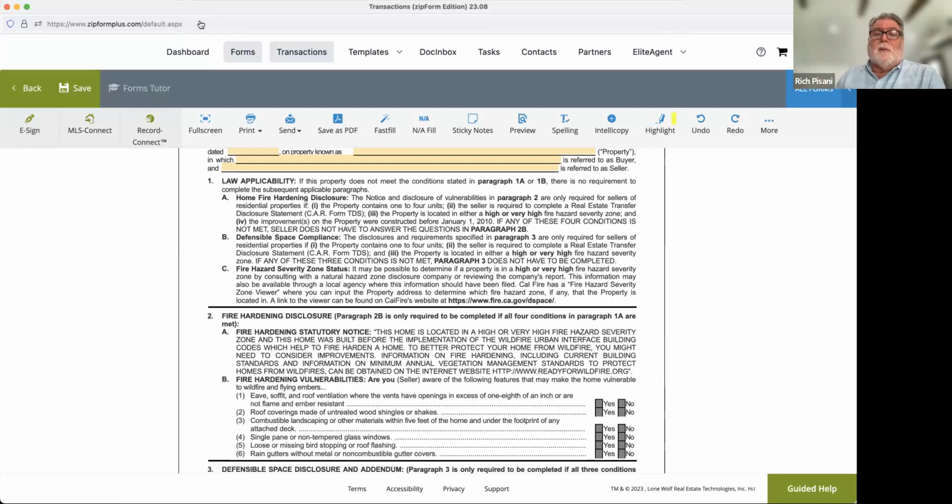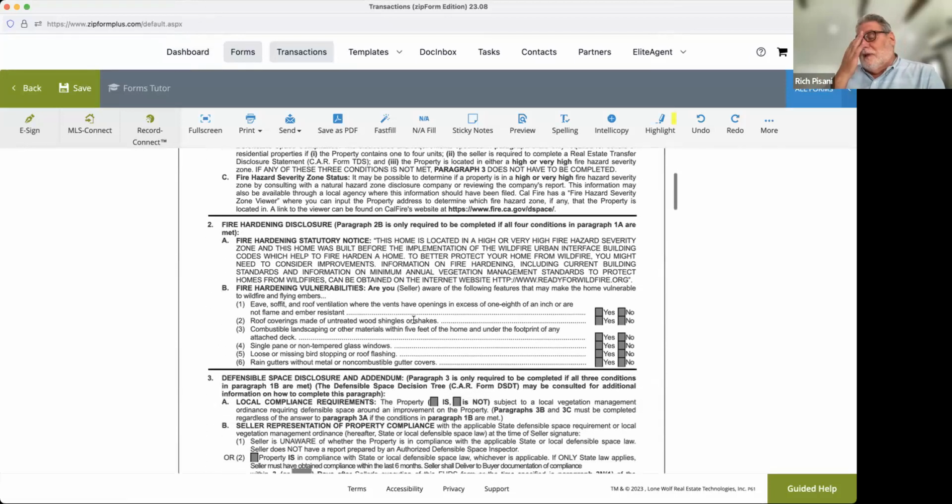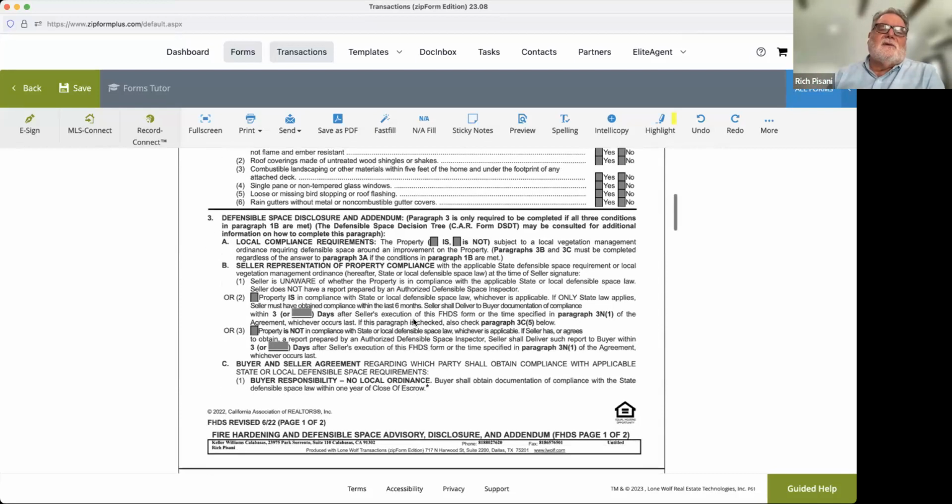So basically this form, if it's in a high or very high fire zone, has to be filled out by the seller. The first part, the fire hardening part, is kind of like the SBQ. Are you aware if you have roof coverings made of untreated wood shingles or shakes, or vent openings in excess of, they need to answer those questions if they're aware of them. So it's just like the SBQ.